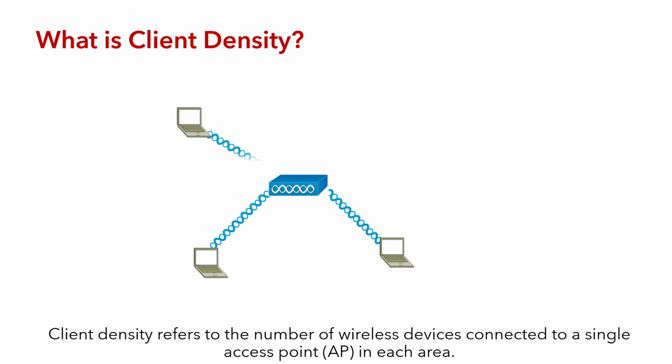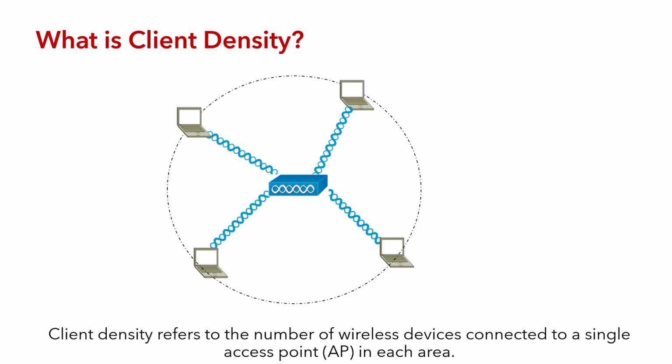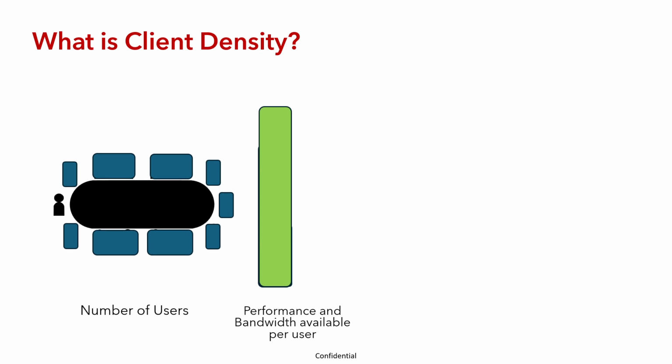Client density refers to the number of wireless devices connected to a single access point in an area. For example, imagine a conference room with only one laptop connected to an access point. That laptop can use the full available bandwidth. Now imagine 100 people join the network. Each device will get a fraction of that bandwidth, and the overall performance drops significantly.